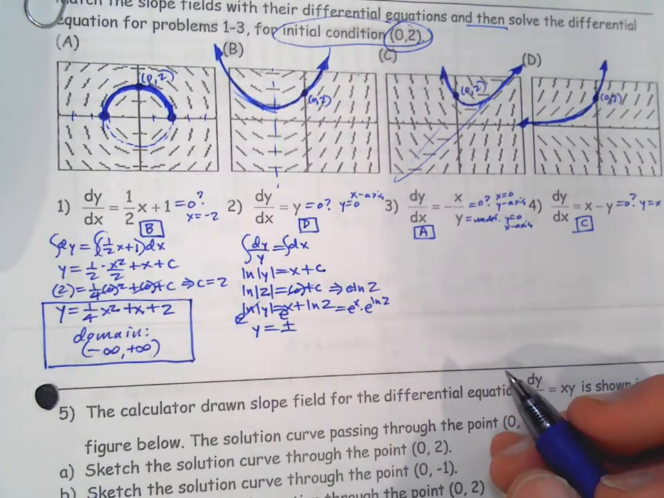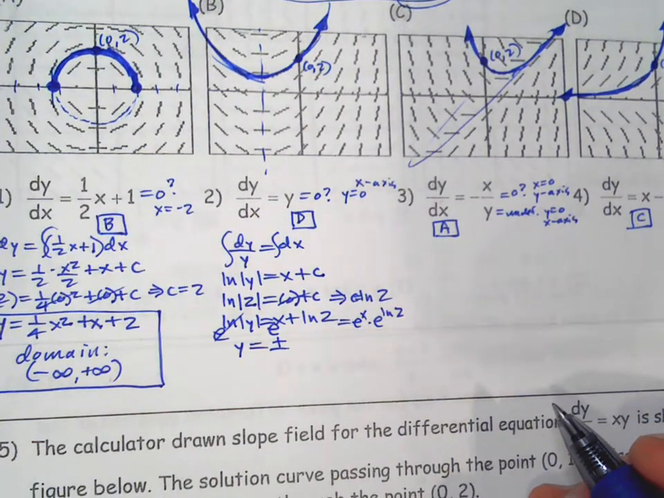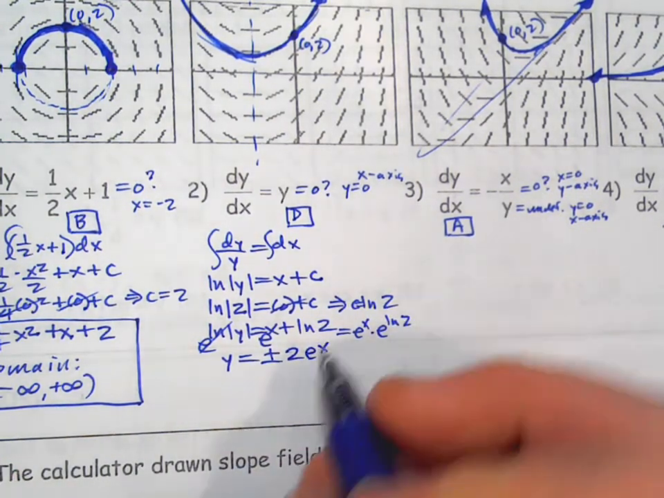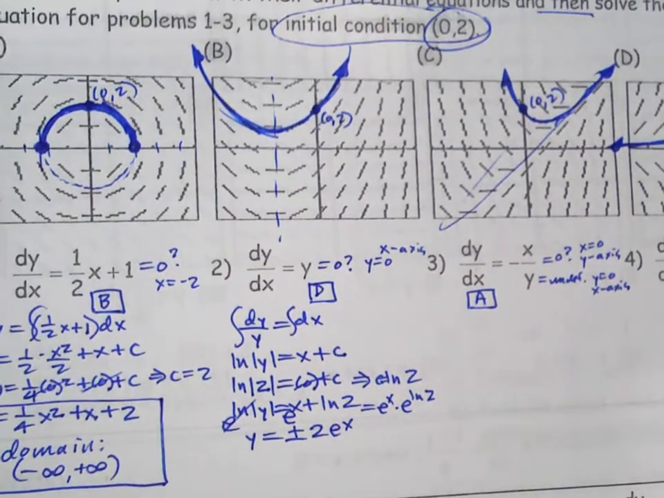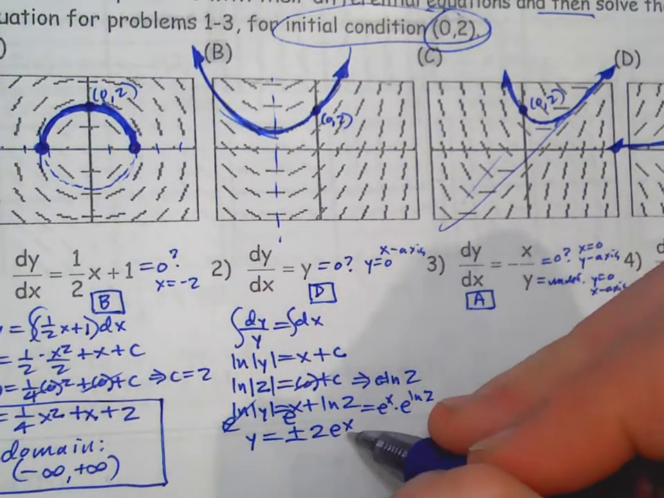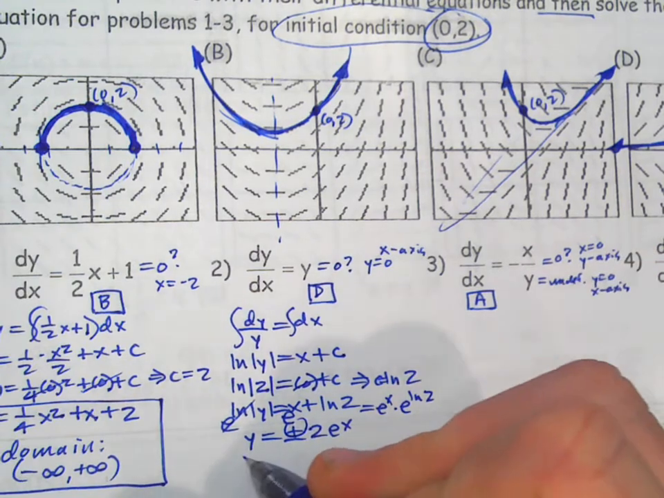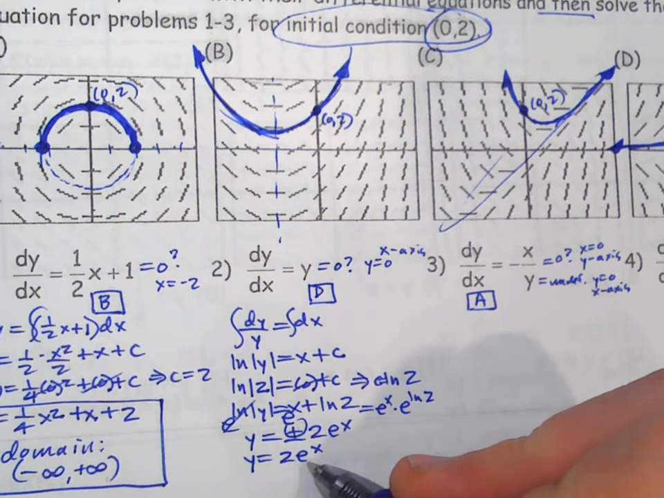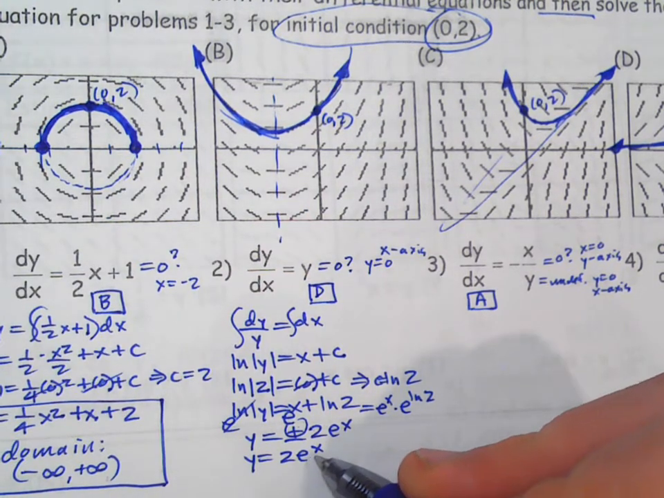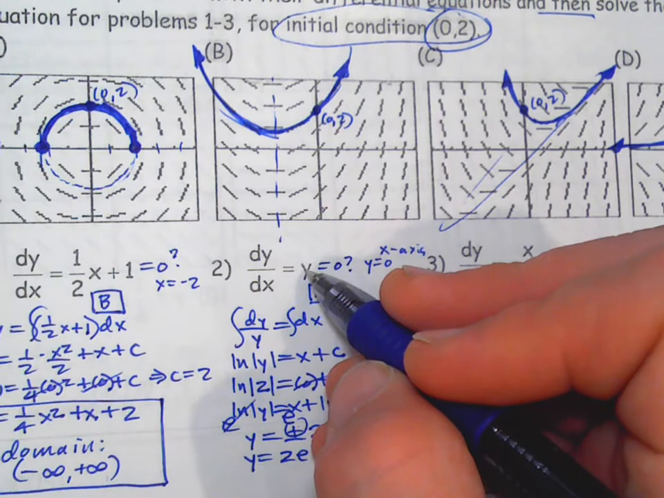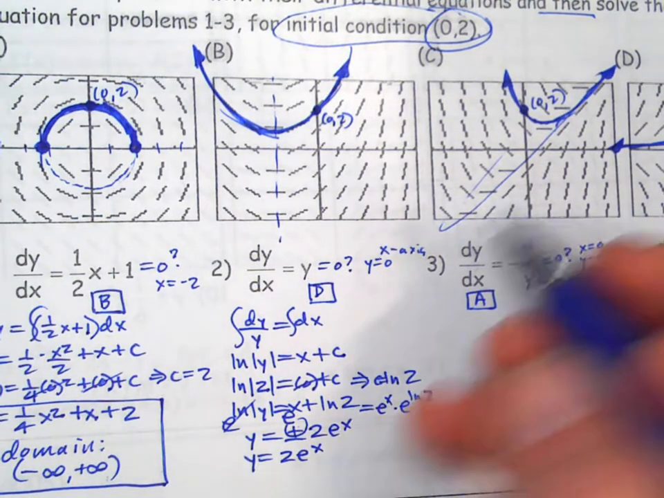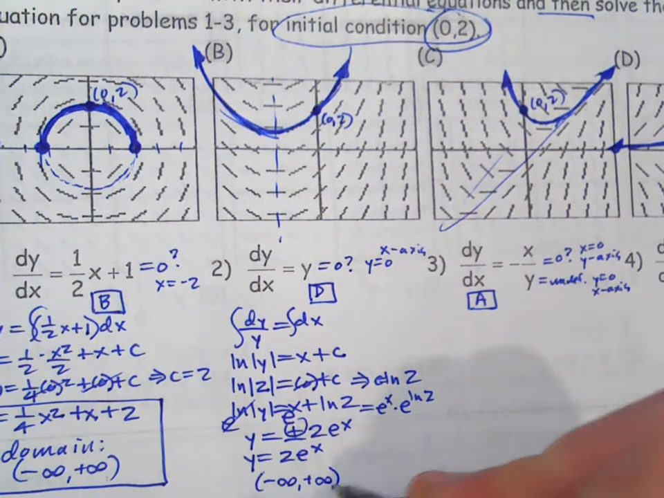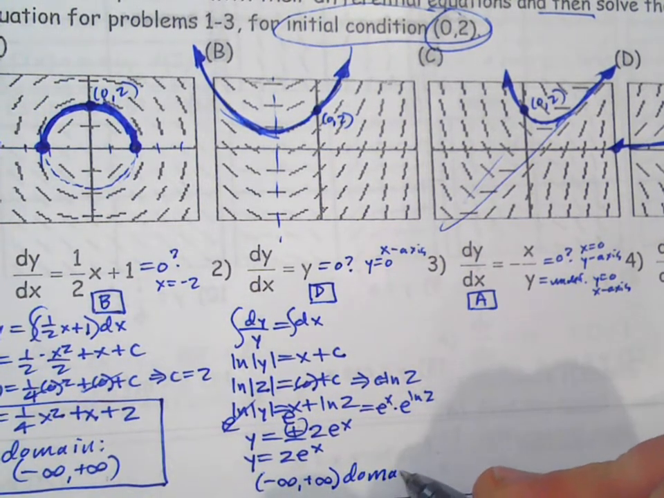But that's going to give you 2 in front. Now, you need to decide if it's the plus or the minus now with the initial condition. If you plug in 0, you should get positive 2. So it's got to be the positive. So that's your equation now. Are there any domain issues here? Nope. Any domain issues with the derivative being undefined? Nope. So it's going to have a domain of all reals.